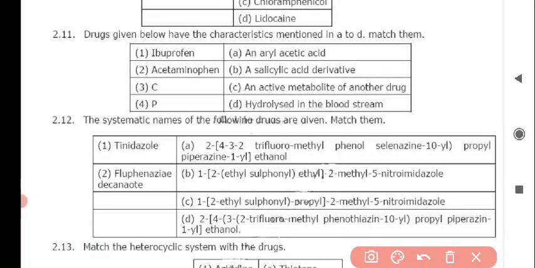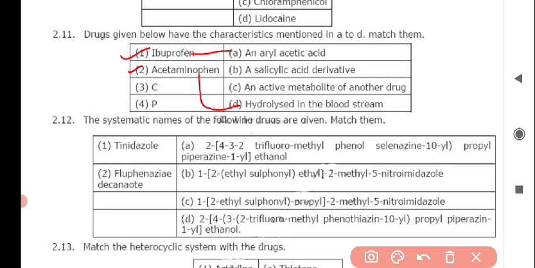Next question is drugs given below have the characteristics mentioned in A to D. Match them. So for the first option, that is ibuprofen, the correct answer is option A, that is an aryl acetic acid. For the second option, that is acetaminophen, the correct answer is option D, hydrolyzed in the bloodstream.